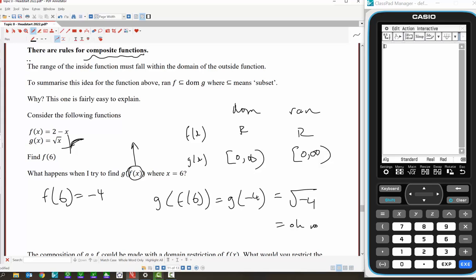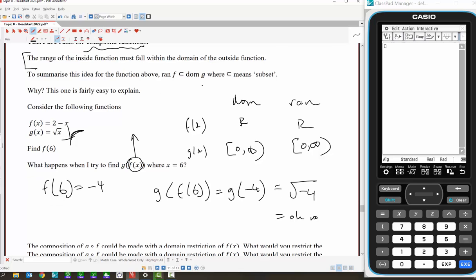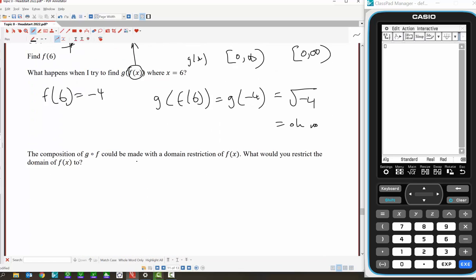And that's really what this opening statement says. The range of the inside function must fall within the domain of the outside function, or the range of the function must be a subset of the domain of the function you're trying to make the composition with. All right. So the composition g with f could be made with a domain restriction of f of x.